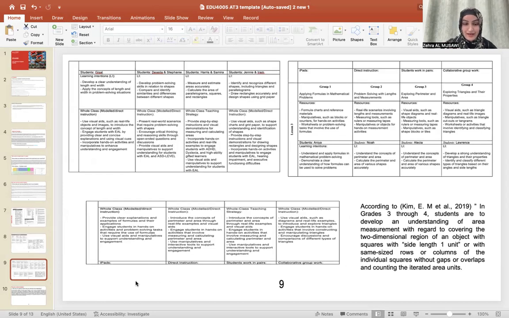lessons. And according to research, in grade 3 through to 4, students are to develop an understanding of area measurement with regard to converting the two-dimensional region of an object with squares with side length 1 unit, or with same size rows or columns of individual squares with gaps or overlapping, and counting the area units.